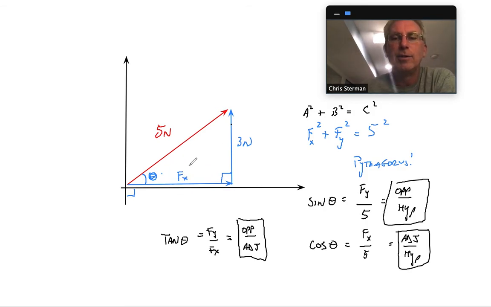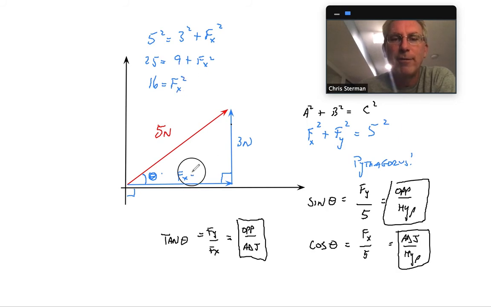The easiest thing to do is to use Pythagorean Theorem. I know that 5 squared is equal to my 2 sides squared. So 3 squared plus f of x squared, or 25 equals 9 plus f of x squared, which if I bring my 9 to the other side, that's 16 equals f of x squared, or f of x equals 4, which you may have noticed right away. You say, well, Sterman, isn't this just a 3, 4, 5 triangle? Which it is. Okay. What if I asked you what this angle was down here?